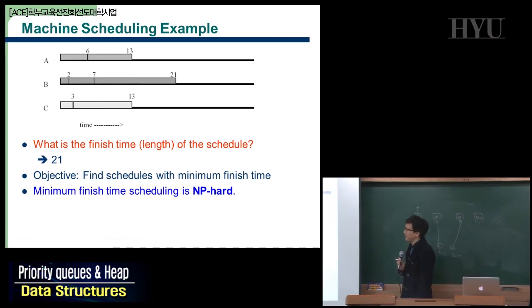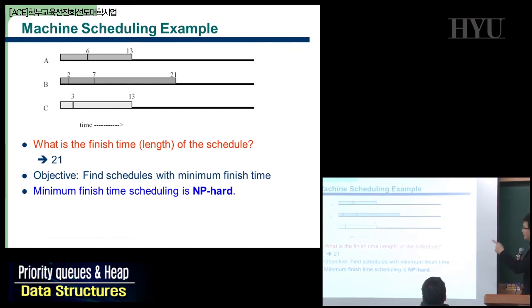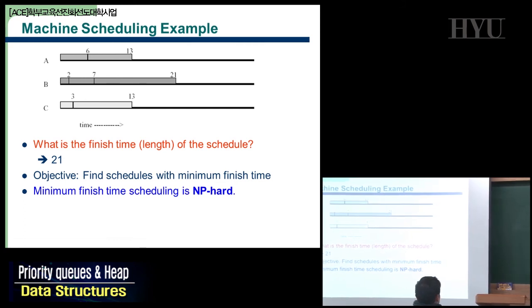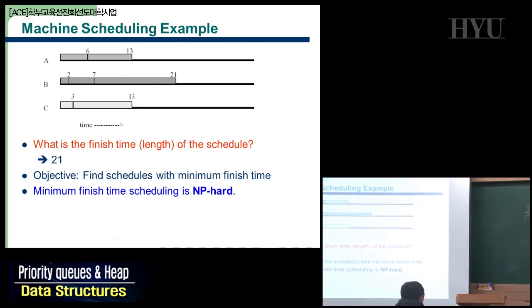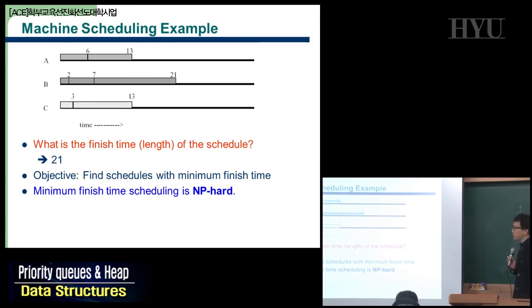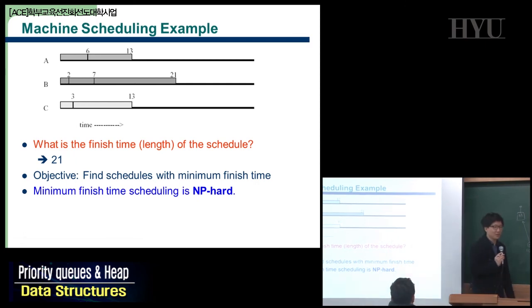So if we sort it, if we give a job like that to each machine, then the finish time of this scheduling is obviously 21 seconds. After 21 seconds, all the jobs will be done. B will be the latest one to finish, right? Objective: find the schedule with the minimum finish time. Can you make it better than 21 seconds? 어떻게 하면 돼? Please give me.